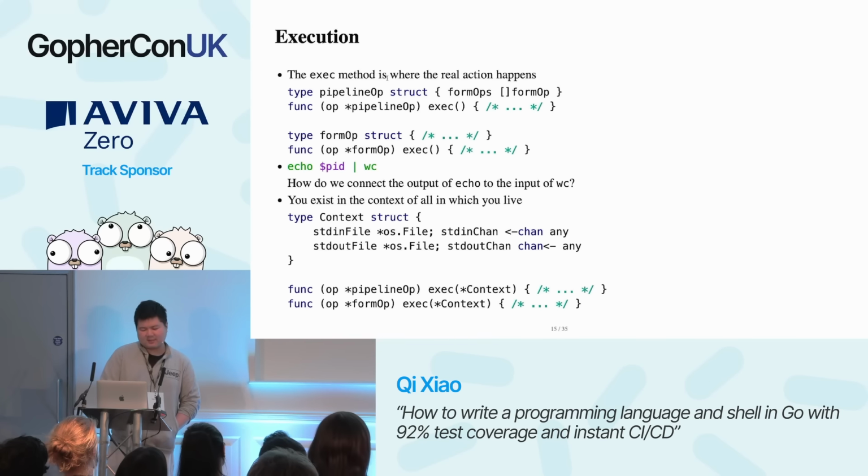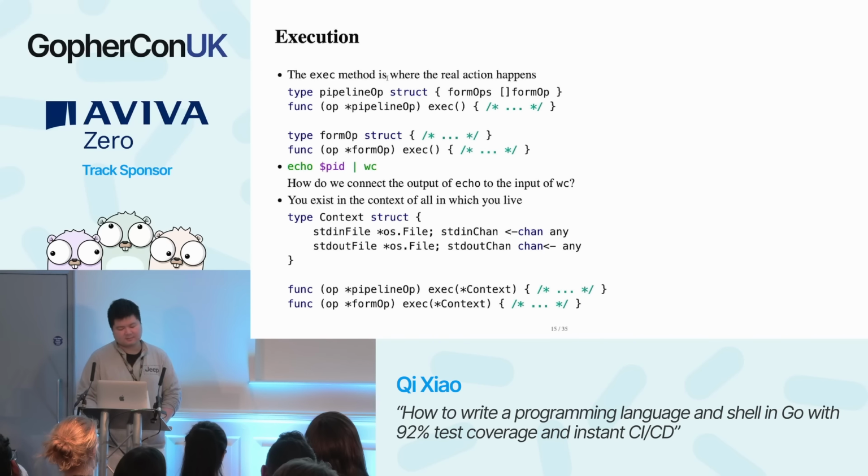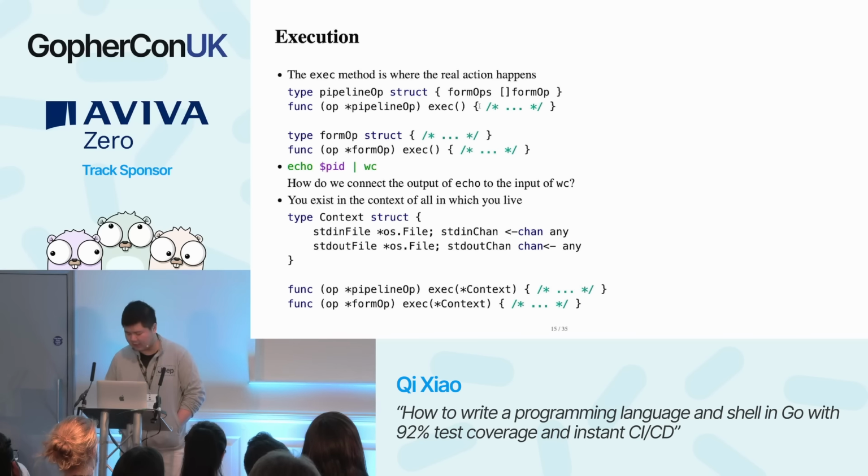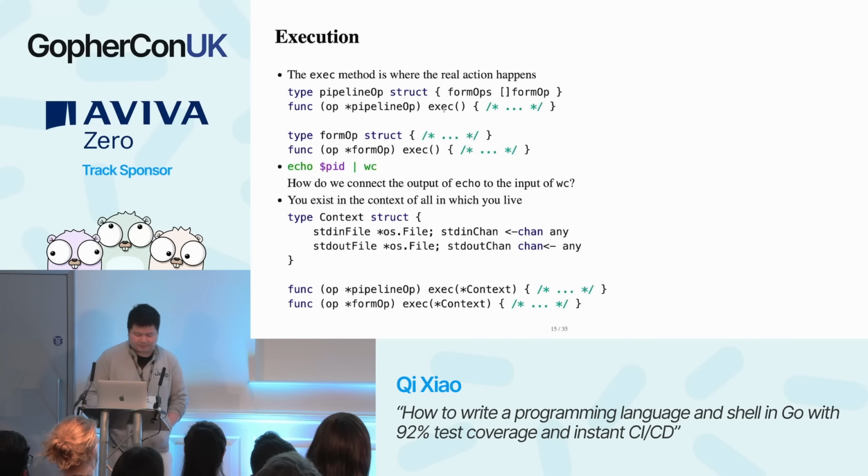Right, the exec method is where the real actions happen and is what makes Elvish a bit different from other programming languages, because it has all the shell semantics. So let's consider how you would write an exec method, how the interface works. Let's just start with saying that it's just a method that doesn't take anything and doesn't return anything, it just has side effects. And so we will have a pipeline op that just has an exec method, and we have a form op that has an exec method.